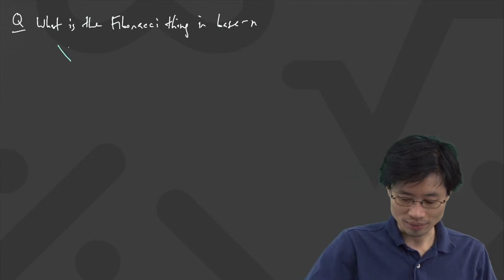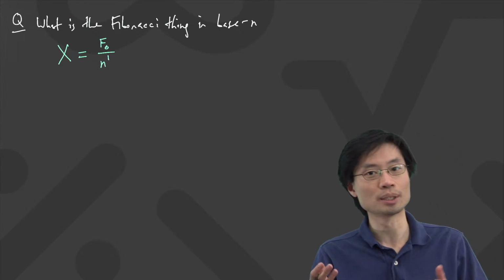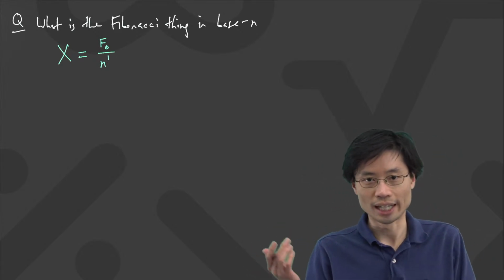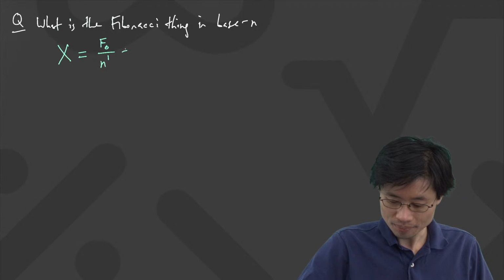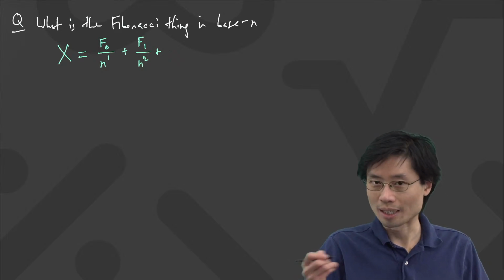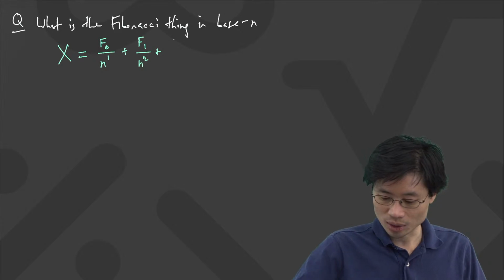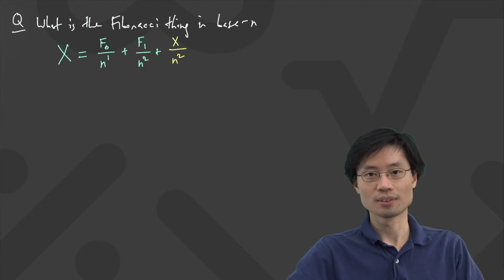So we have this x equals. It would have been f0 over n to the power 1, because remember the base was 10 before, and now the base just happens to be n. Plus f1 over the base squared plus... If you remember what's happening, I'm just reviewing this thing fast. Well, what we ended up getting is we got an x over n squared, right?